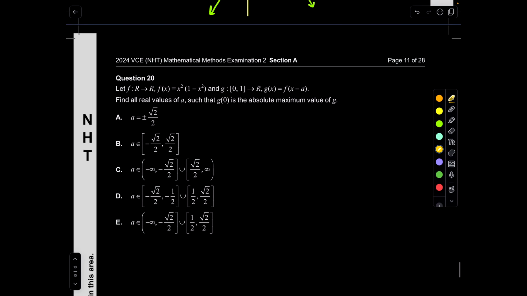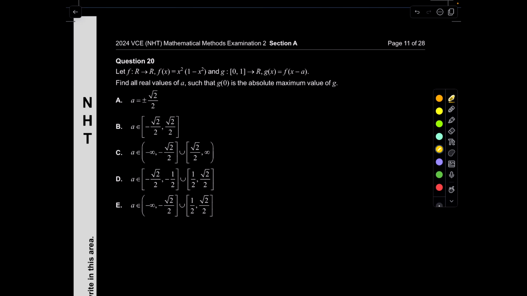Beautiful. Last question, 20. Let f of x be this, where the domain's all reals, and g of x be from 0 to 1, g of x is that. So basically, it's f of x just translated a units. Find all real values of a such that g of 0 is the absolute maximum value of g. This is quite easy because, using your CAS, sub in these values and play around with this. Let's do this question with our CAS.